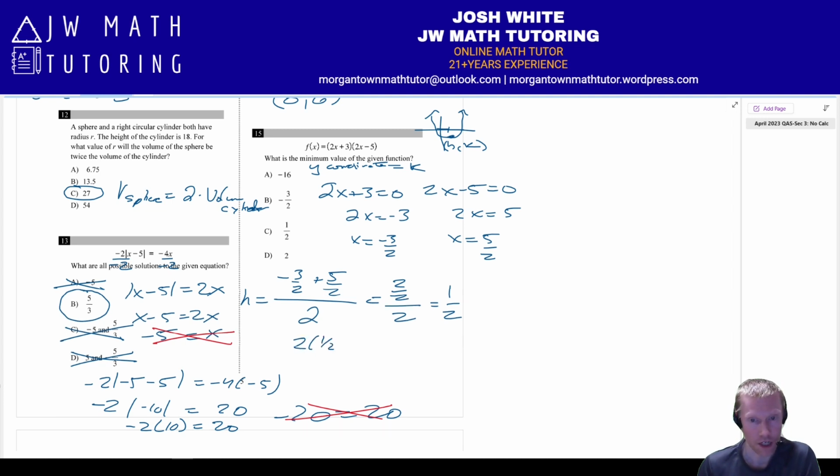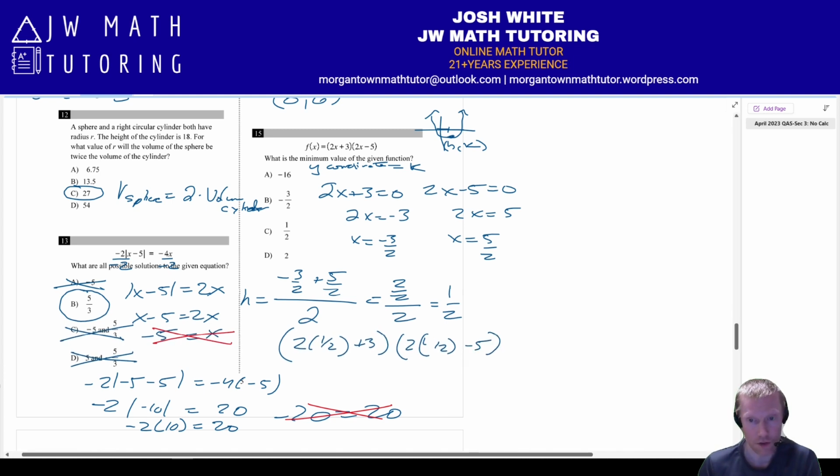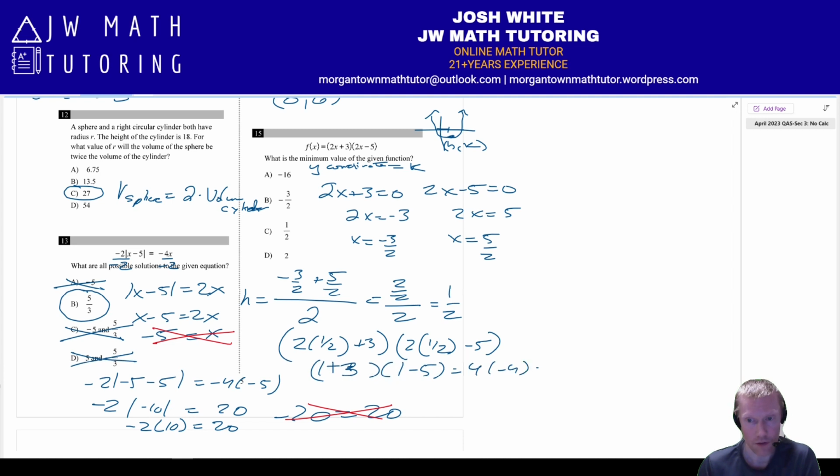So if you do that, it's actually not going to be too bad because of the 2's, which will cancel out the fractions. So as I'm plugging it in here, notice again the 2 times the 1/2 is just going to simplify to 1. So you basically get 1 plus 3 times 1 minus 5, or in other words, we get 4 times negative 4. That equals negative 16. Correct answer is letter A. So in other words, this vertex happens at 1/2 comma negative 16.